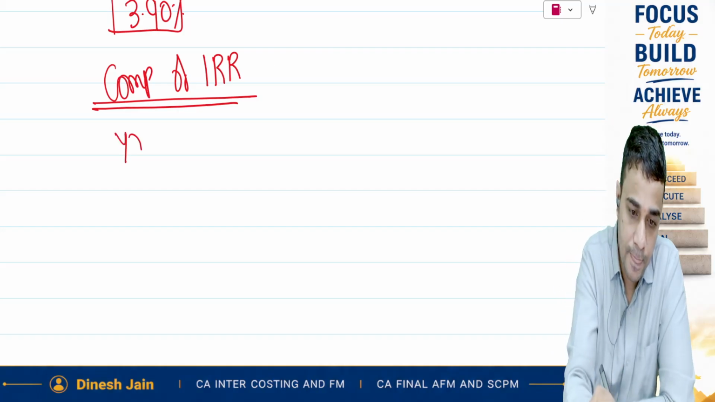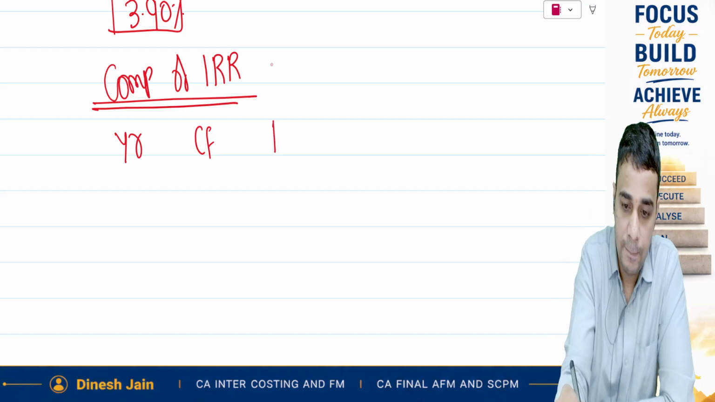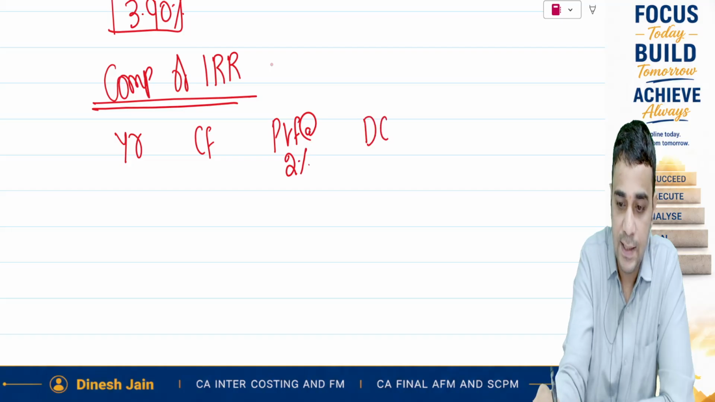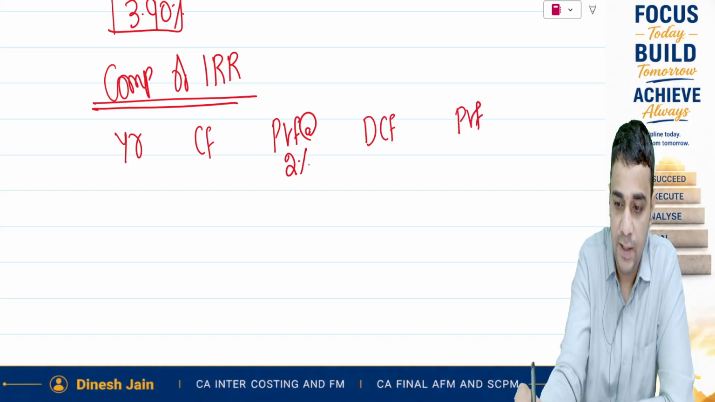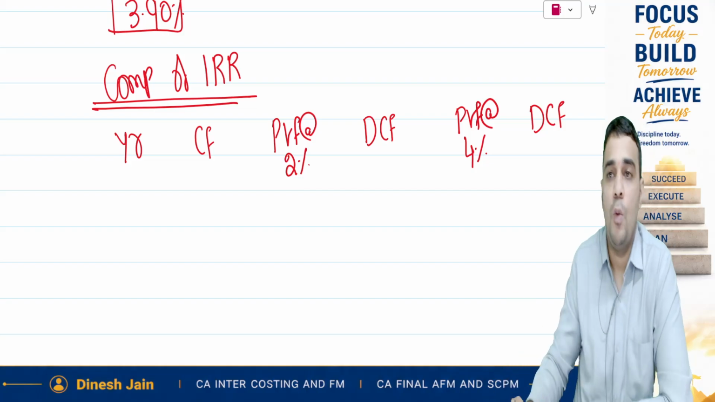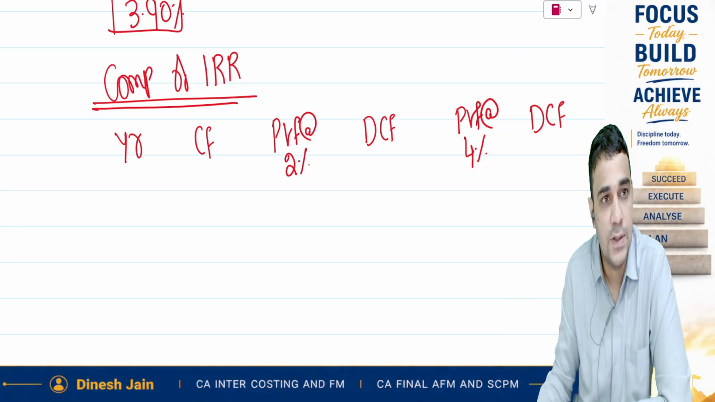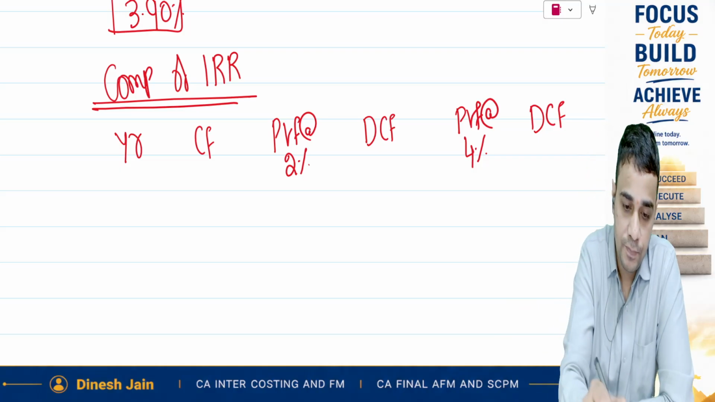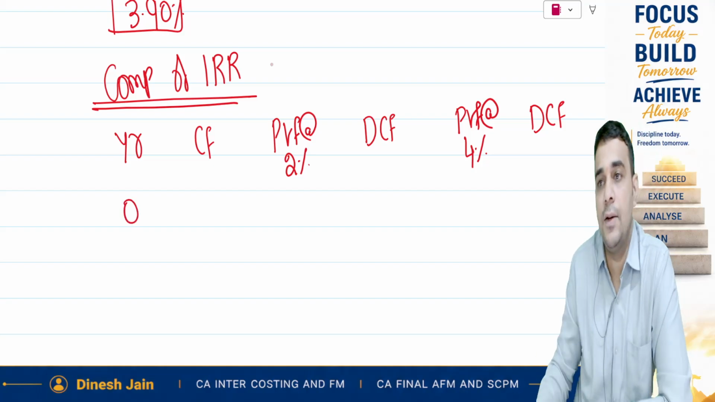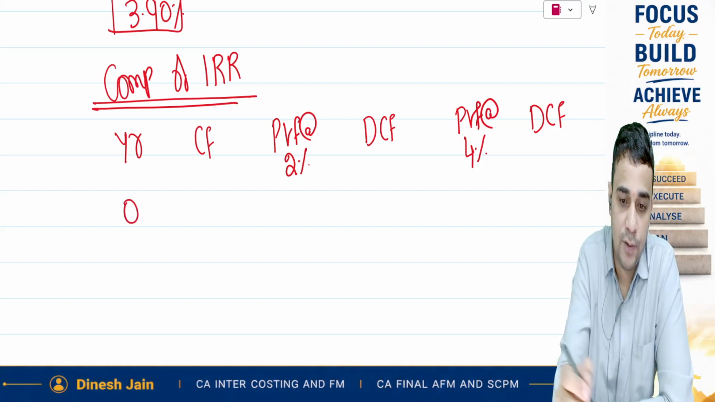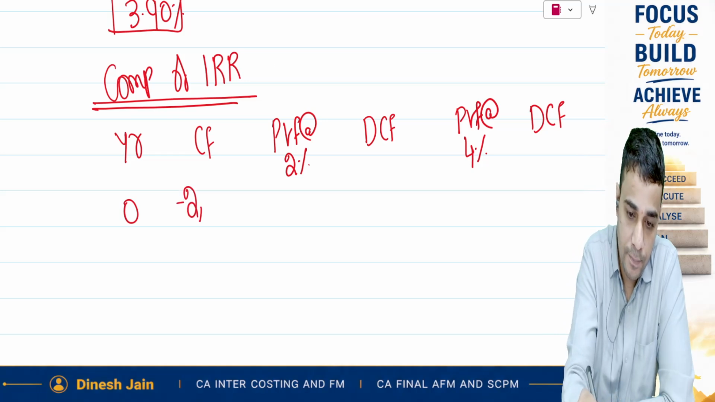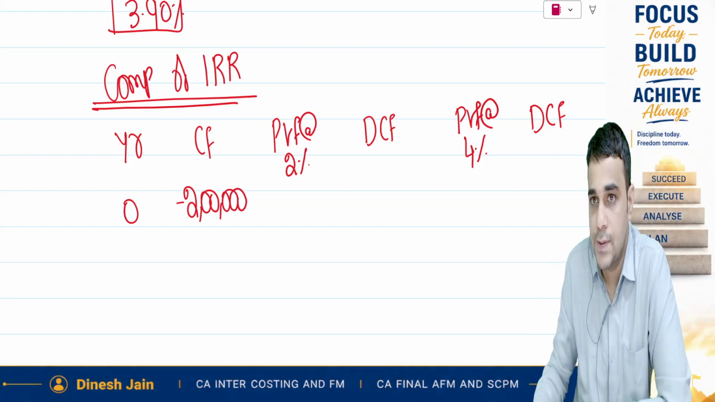Year, cash flow, PVF at 2%, DCF, PVF at 4%, DCF. One should give me positive NPV, one should give us negative NPV. 2% and 4%. Year 0 is negative. How much negative? Year 0 negative 2 lakhs.